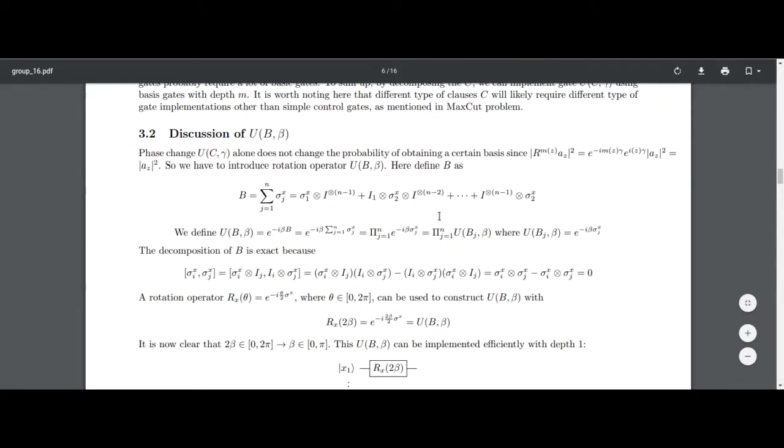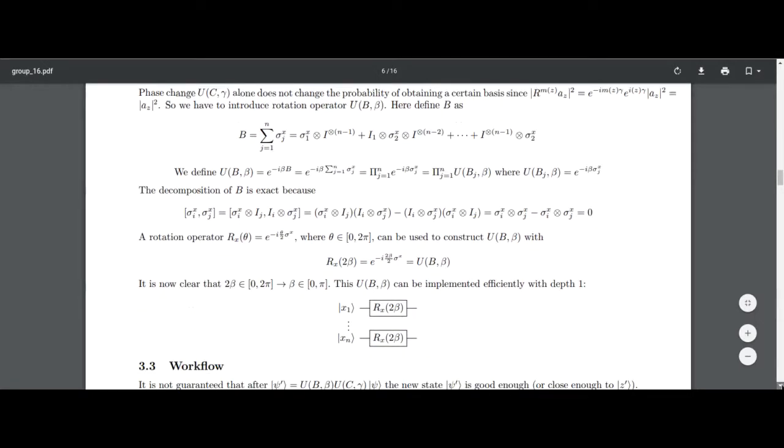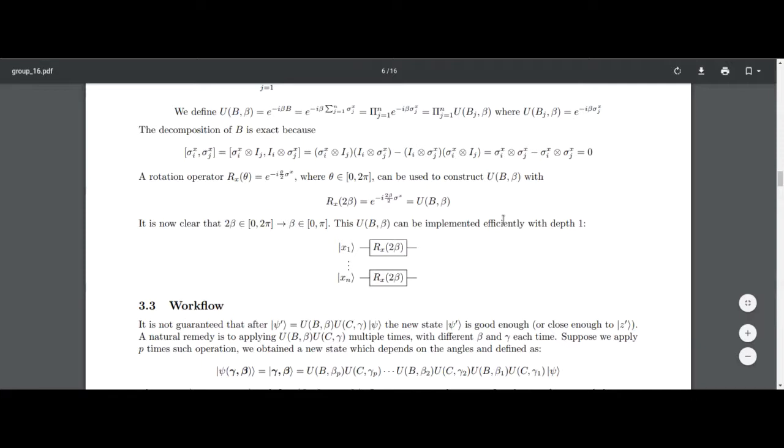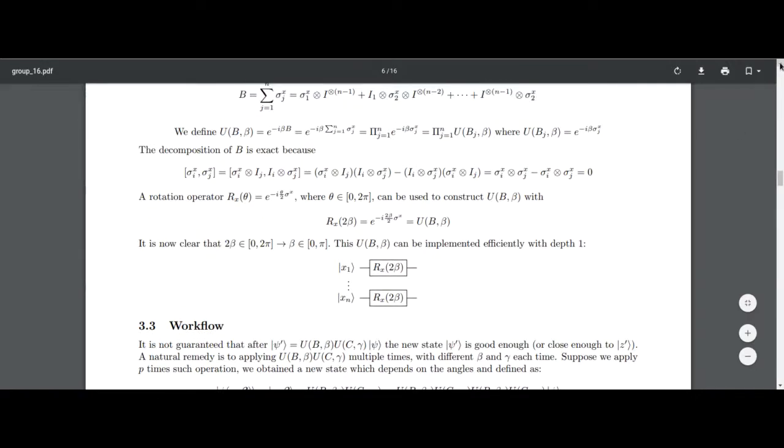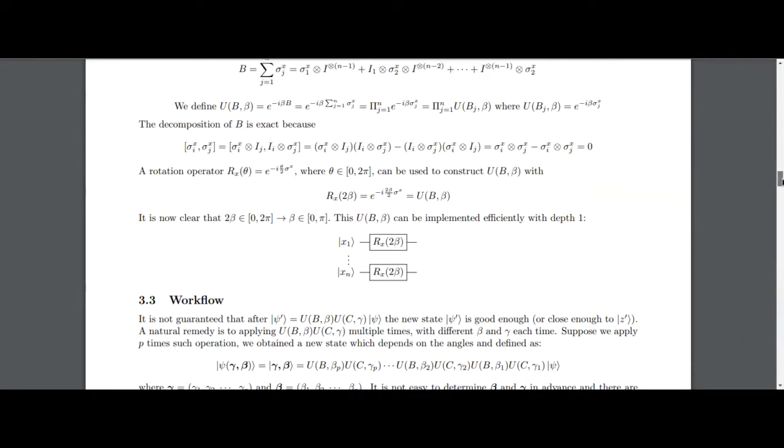Intuitively okay. Discussion of U(B, beta). So here are those angles that appear in the project as well. Phase change. Of course, the phase doesn't change the probability of obtaining a certain result. So what do these do? We don't know. Depth 1. Those are rotations. So what this does is it rotates around the x-axis, which means it rotates between zeros and ones, right? That would really manipulate the probability of measuring 0 or 1.